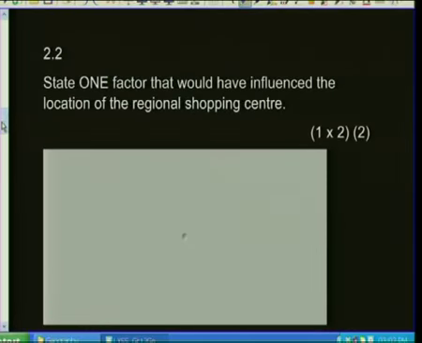2.2. State one factor that would have influenced the location of the regional shopping centre. Let's go back to the diagram and have a look.